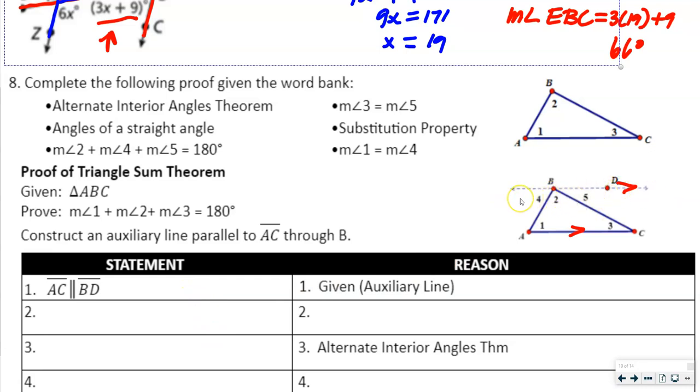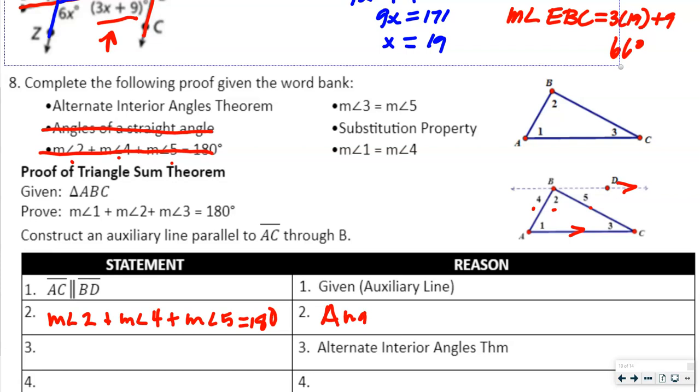So what are we going to do now? We're going to add the three angles together, 4, 2, and 5, right? So we're going to do 2, 4, and 5, and they're going to equal 180 because they are a straight angle, right? So the measure of angle 2 plus the measure of angle 4 plus the measure of angle 5 equal 180. And why do they equal 180? Because they're angles of a straight angle. Okay, they're angles of a straight angle.